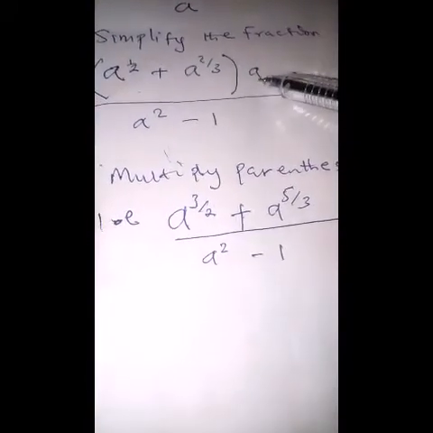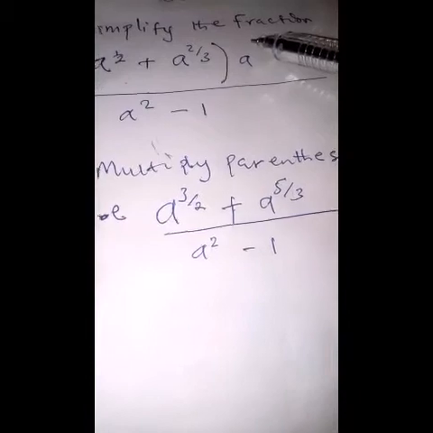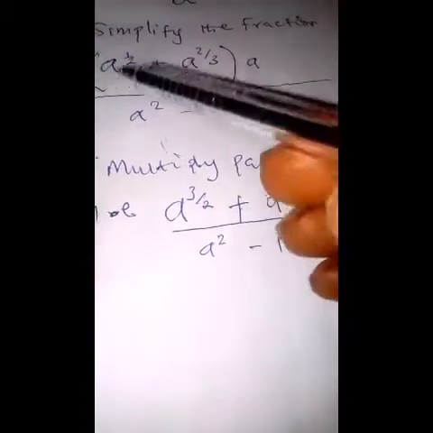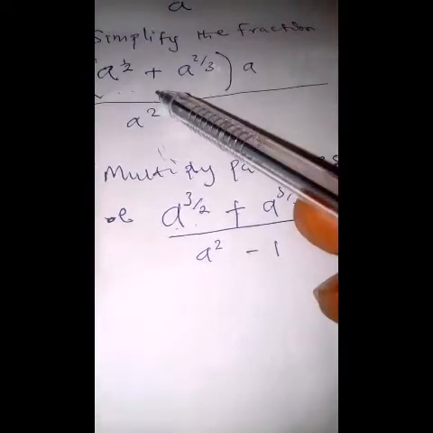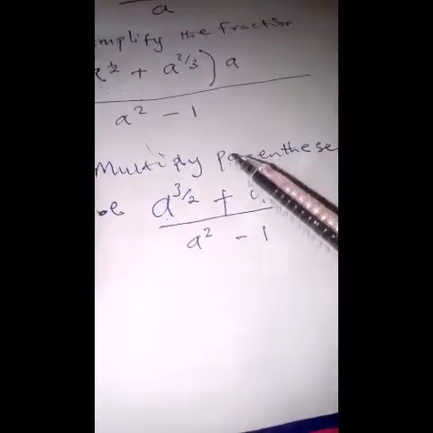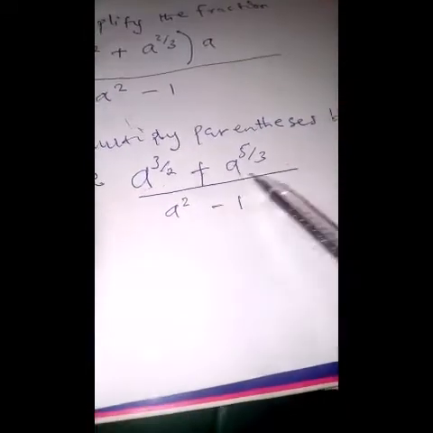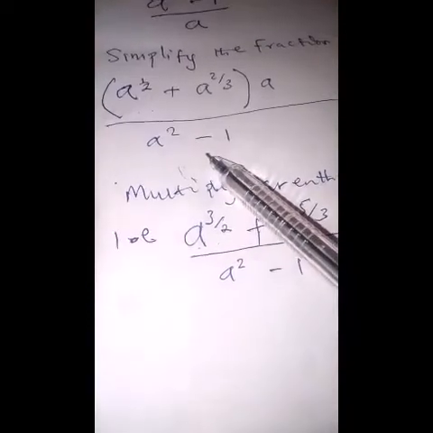If you look at a, this a raised to power 1, there's an invisible power of 1 in this a. So if this a raised to power 1 multiplies this a raised to power 1/2, we're going to have a raised to power 3/2. Then plus, if this a multiplies this a raised to power 2/3, you're going to have a raised to power 5/3. Then over a square minus 1, which we have there already.